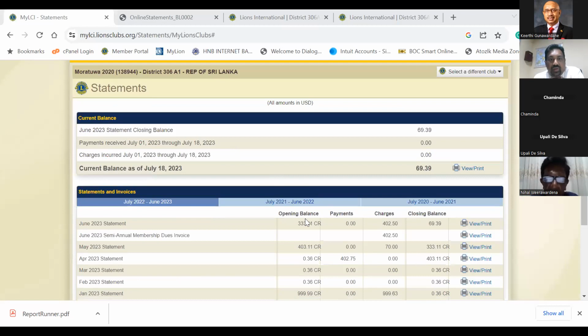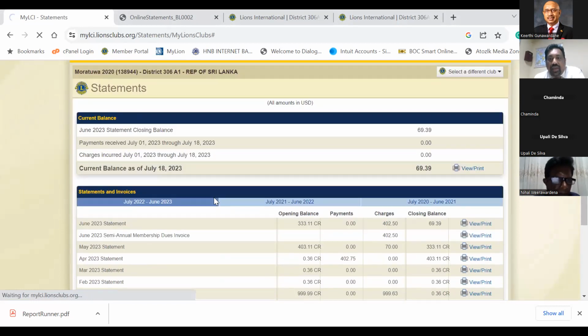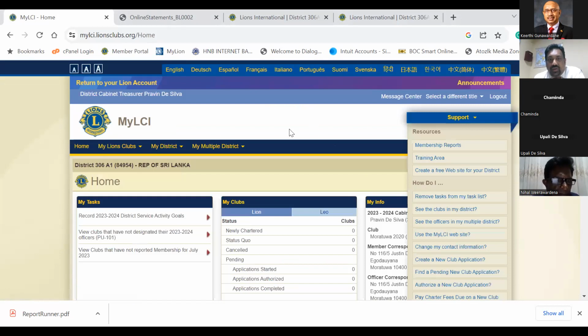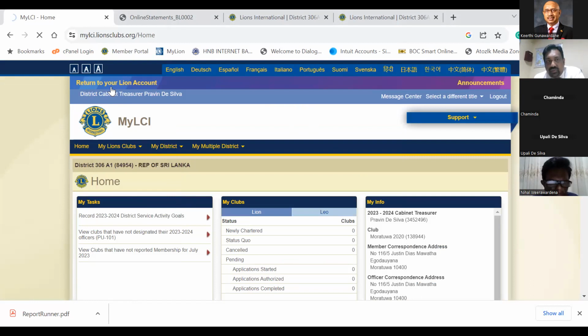Now if you want to see the reports and statements, once you come to this statement view, you can get all the statements. You can see the moving balance also. You can go to My Lions Club and statement. I think we are recording this session, so we will share this session as well, so you can refer to it in future.